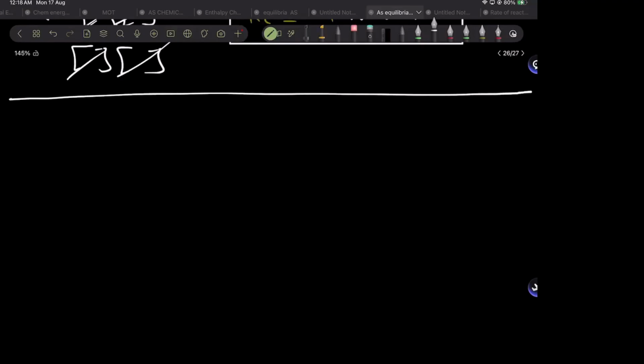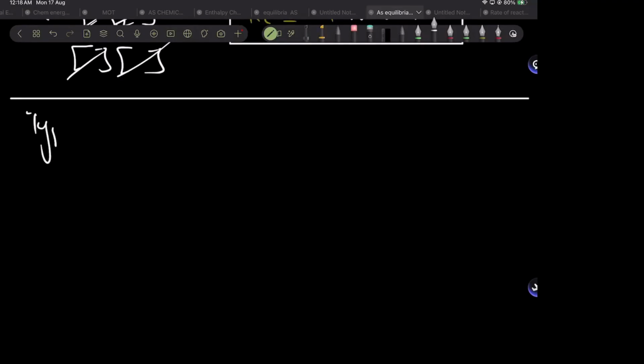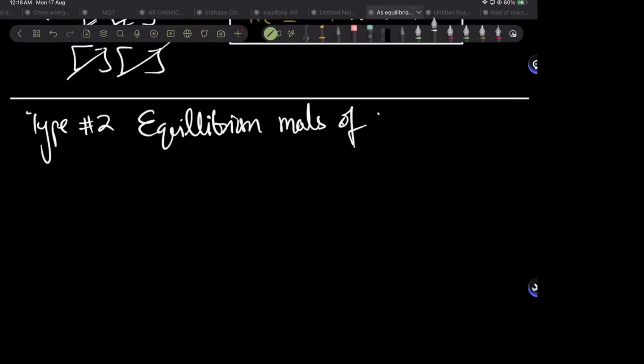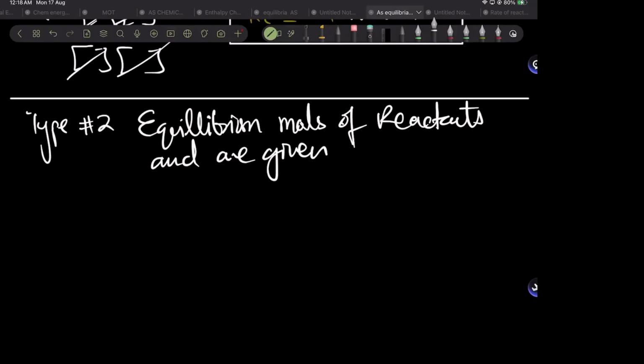Now let's do another type of question, and that is very straightforward. So type 2 would be equilibrium moles of reactants and products are given in the question. So you don't need to find the equilibrium moles. You're already given the equilibrium moles in the question. All right. So let's do an example of that.